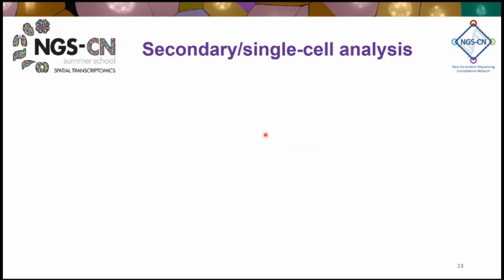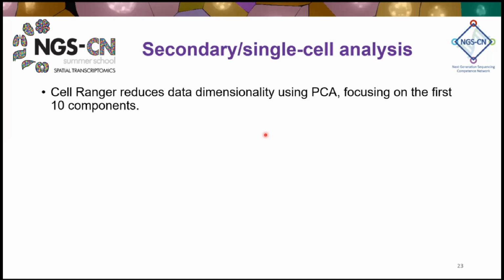And finally, I will come to the last part of Cell Ranger, secondary and single cell analysis, and there the next talk will take over. So Cell Ranger already reduces the data, already does some single cell analysis. The first step is usually to reduce the high dimensional data. This is done via PCA, and we focus on the first 10 components.